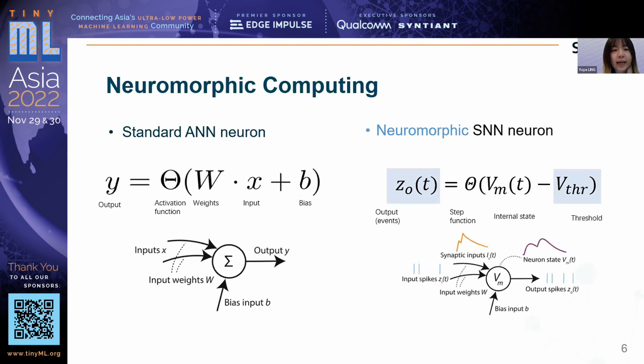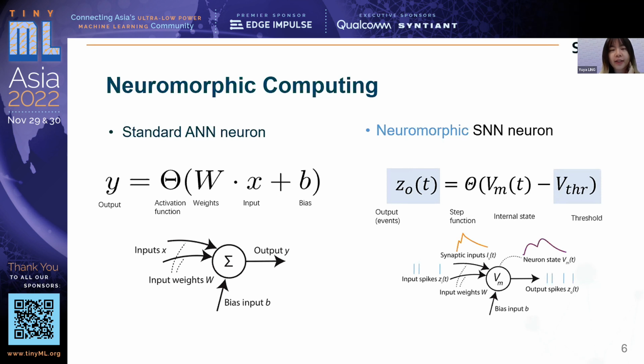On the left-hand side is the standard ANN neuron. We calculate by receiving input signals and multiplying them with the weights, then applying an activation function to the product. For the SNN neuron, the input spikes come into the system and are converted into synaptic inputs. The synaptic inputs are then added to the internal state, which we call the membrane potential. Once the membrane potential exceeds a threshold value, it fires.